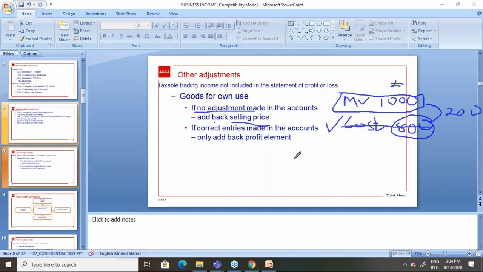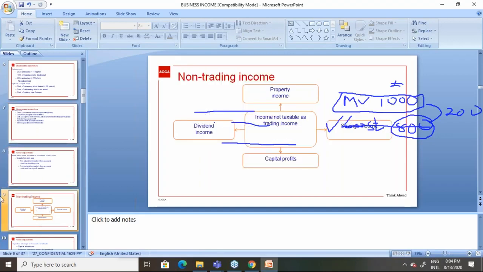by £200. If the correct entry is made in the accounts, only add back the profit element. The difference between the market value and the cost is the profit, which is £200. So you just add £200 to your tax-adjusted trading profit. If you have not recorded anything at all, then you have to increase the profit by the market value, the selling price of the product. Okay?